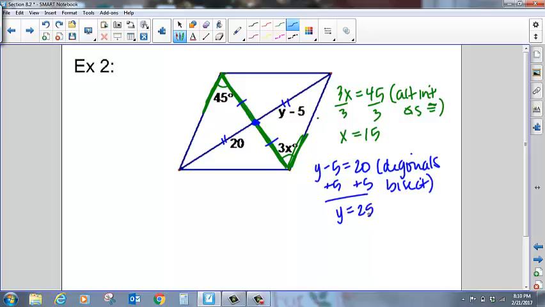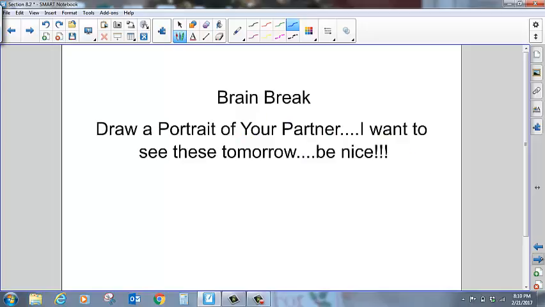Done and done. Okay. Your brain break, should you choose to do it, and there should be a little space on your note sheet for it, is to draw a portrait of your partner. Okay? Do a little sketch. And I want to see these tomorrow, but I also want you guys to be nice. Okay? So no funny business. Try really hard to actually draw a nice little portrait. Okay?